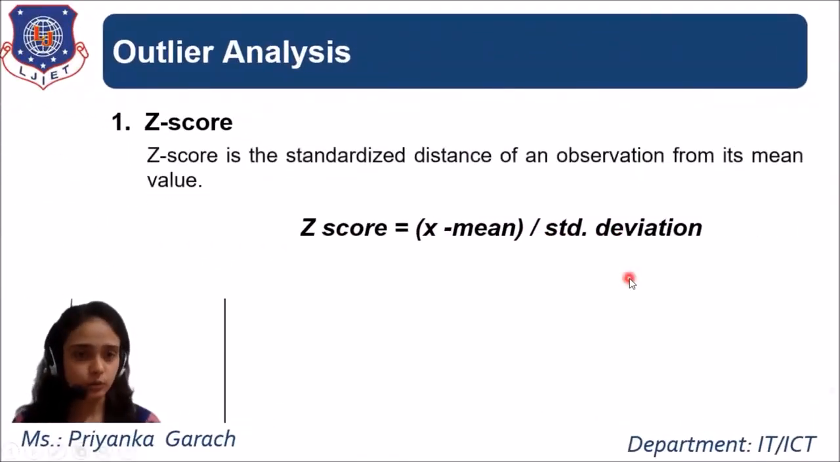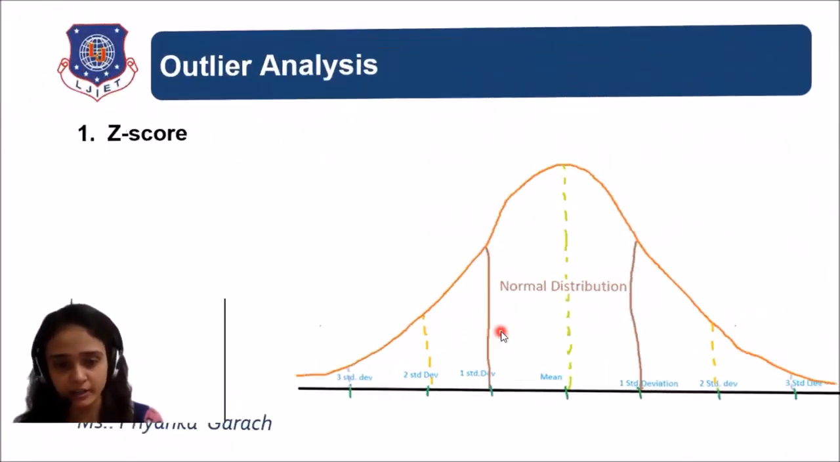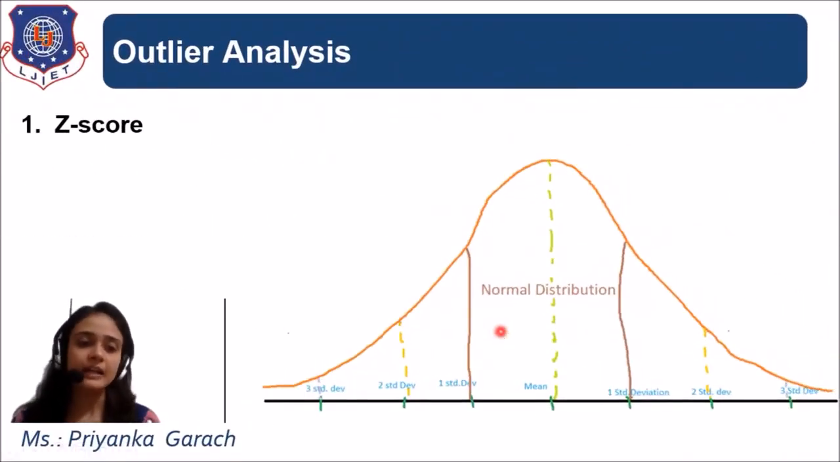So what is the z-score? It is the standardized distance of an observation from its mean value. This is the formula of the z-score: x, that is my particular data point's value, minus the mean, divided by the standard deviation. If I do this, I will get the z-score of a particular point. So let's understand in detail.